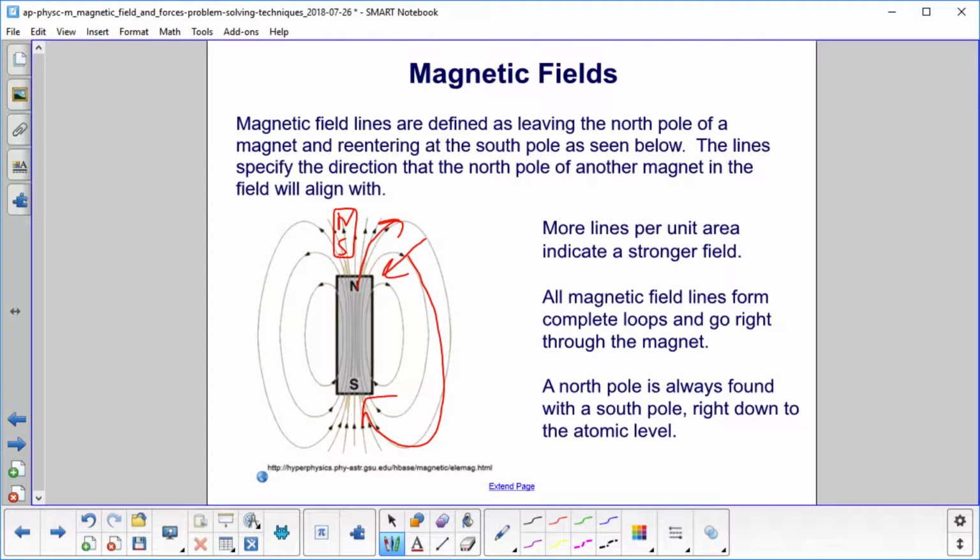More lines per unit area represent a stronger field, and all magnetic field lines form complete loops and go right through the magnet, just like this. So we have loops. A north pole is always found with a south pole, right down to the atomic level. At the moment, no one has found a magnetic monopole, a north pole or a south pole all by itself.